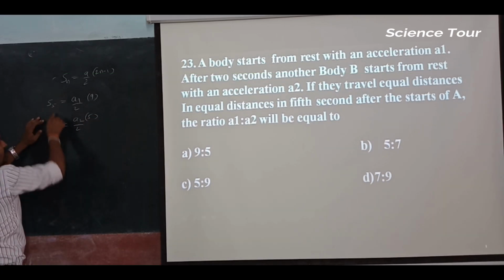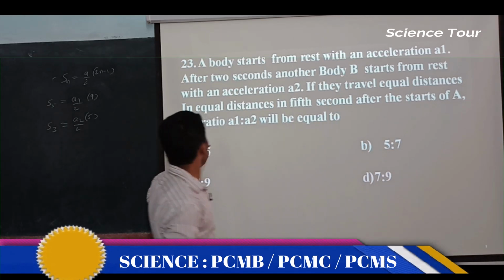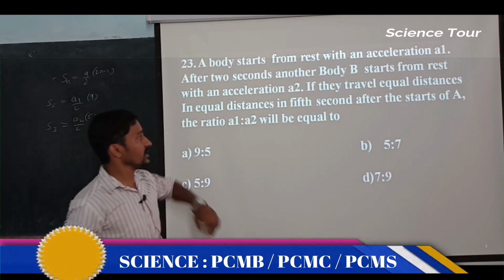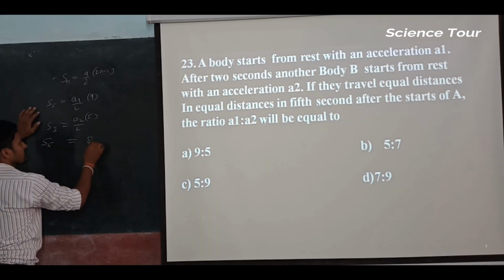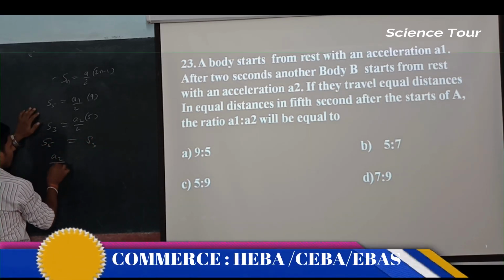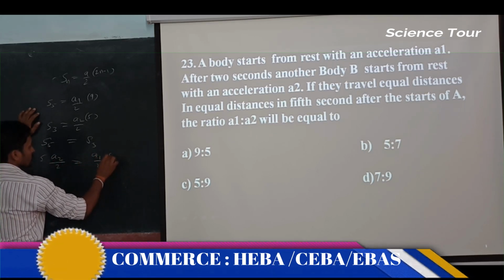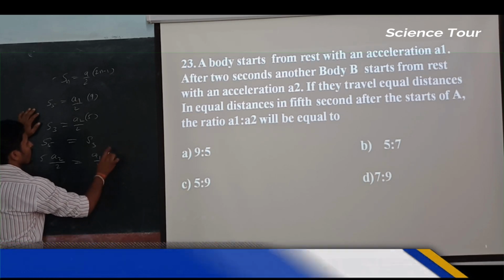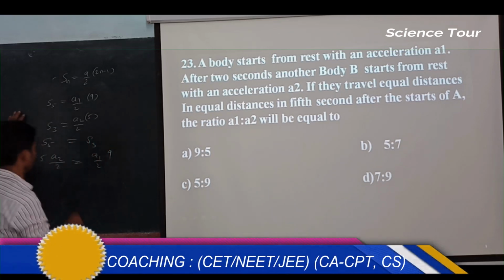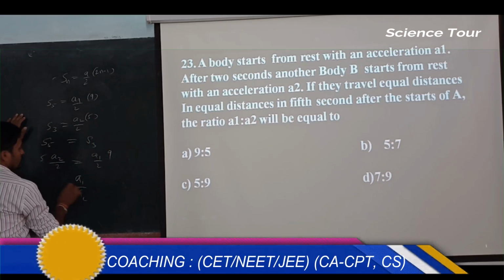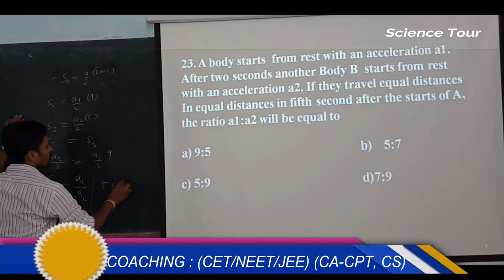They have told us the distances are equal, so S5 is equal to S3. So a2 by 2 times 5 is equal to a1 by 2 times 9. Now I want a1 by a2, which is equal to 5 by 9, so the ratio is 5 to 9.